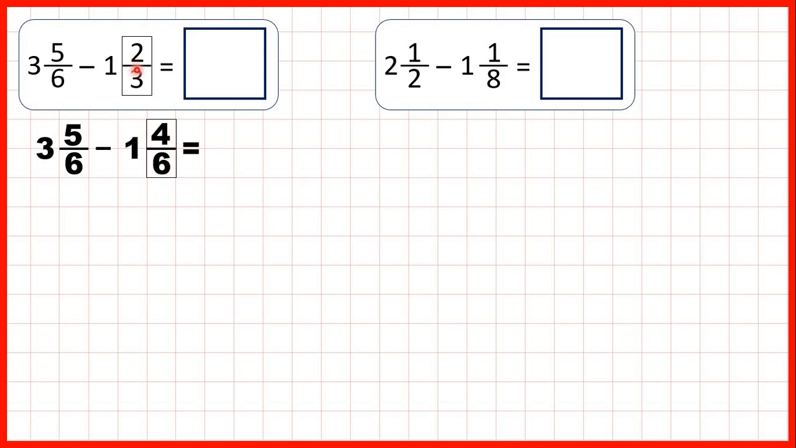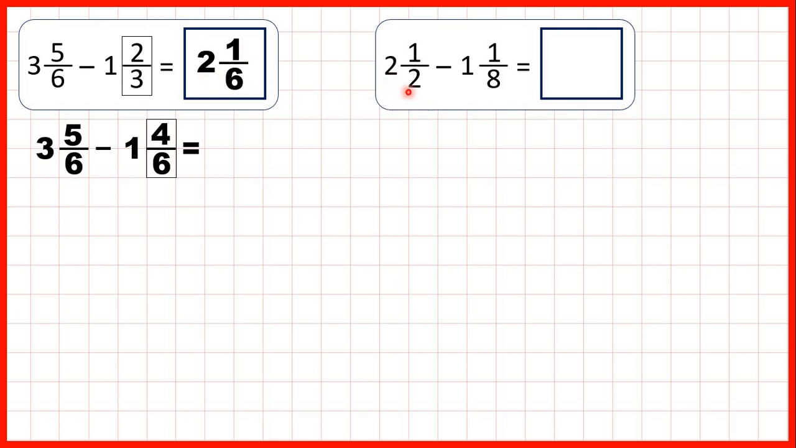That's equivalent to 2/3 because 3 times 2 is 6 and 2 times 2 is 4. Now that we have our common denominator, we see if we can subtract the fraction. So we have 5/6 minus 4/6. That gives us 1/6 in our answer, and then we look at our whole numbers. We have 3 minus 1, which is 2, so our answer is 2 and 1/6.